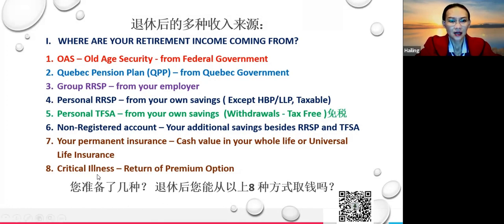Critical illness is an insurance protection for your health. But of course, you can have the option of return of premium at the age of 65, and then the money you save up in this policy can also be used as an income supplement for your retirement.